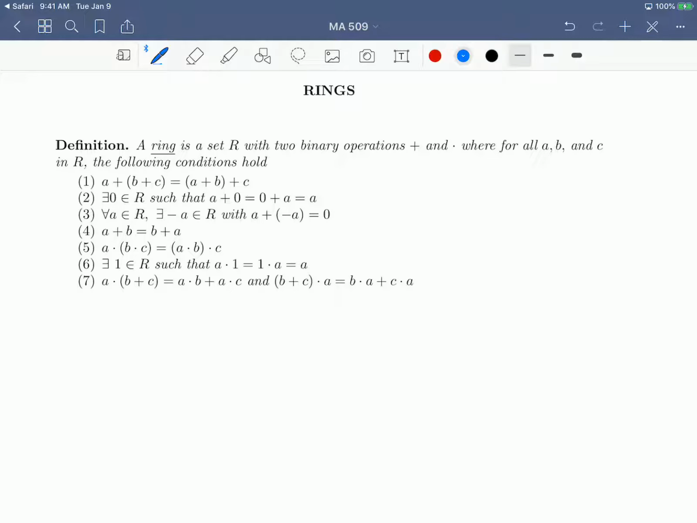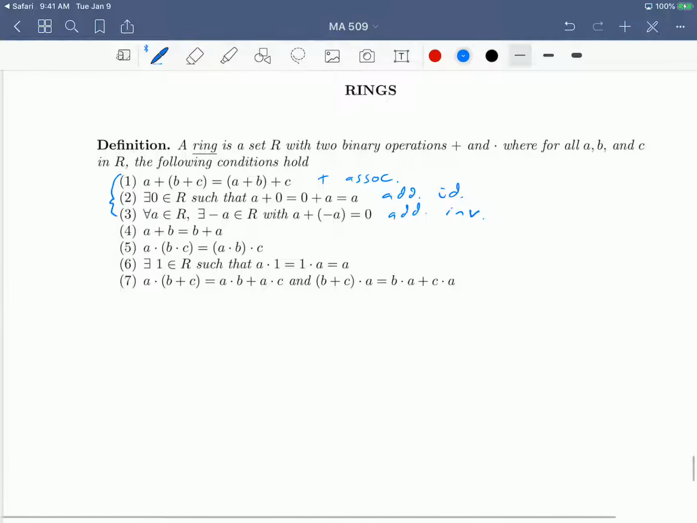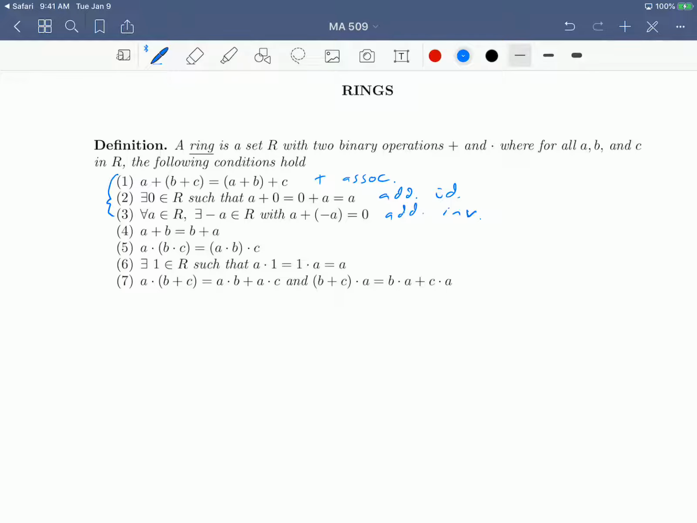So the first one, that's our addition is associative property. The second one, there's a zero. That's an additive identity. So a ring has an associative additive property, an additive identity. For every element in the ring, there's a minus a. That's an additive inverse property. And notice that properties 1 through 3 here say, if we ignore the multiplication entirely, R is a group under addition. Those are our group properties.